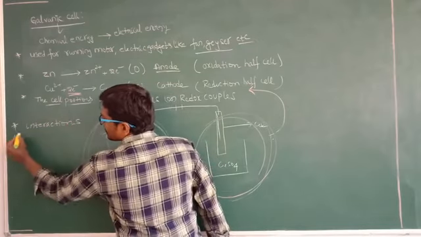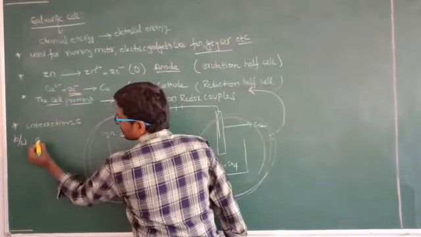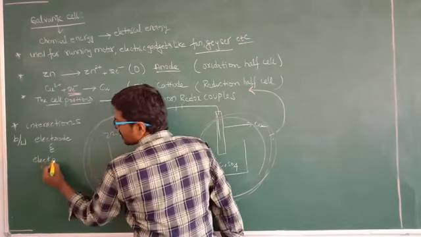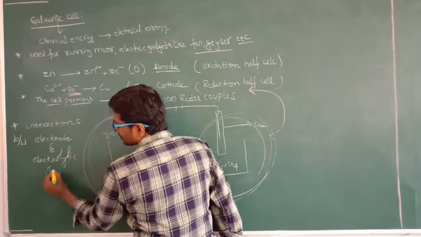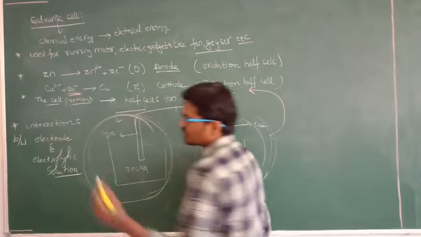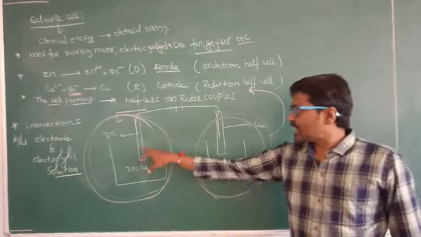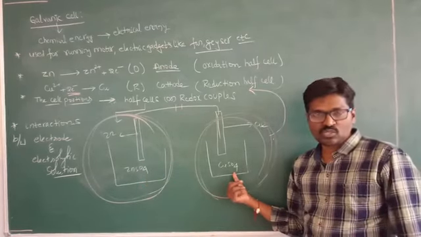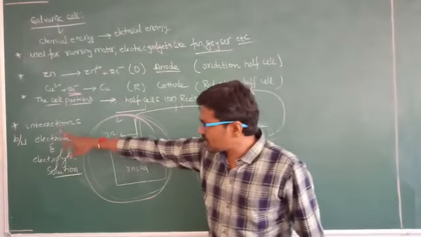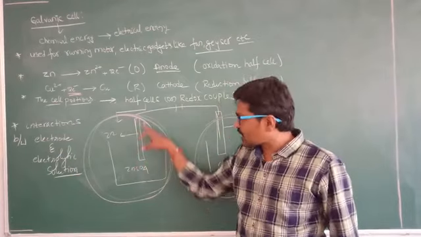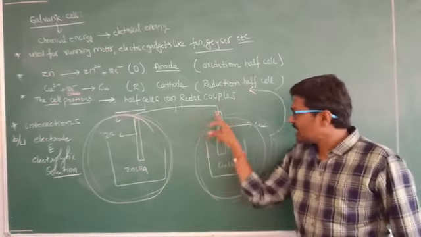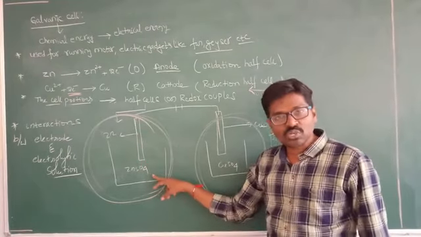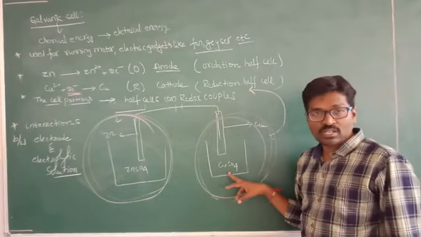Whenever we place electrodes in an electrolytic solution, we observe interactions between the electrode and the electrolytic solution. It may be the zinc sulfate solution or the copper sulfate solution. At that time, what happens? We observe interactions between the electrode. This is the zinc electrode, and this is the copper electrode. Each is interacting with the electrolytic solution: zinc is interacting with the zinc sulfate solution and the copper is interacting with the copper sulfate solution.